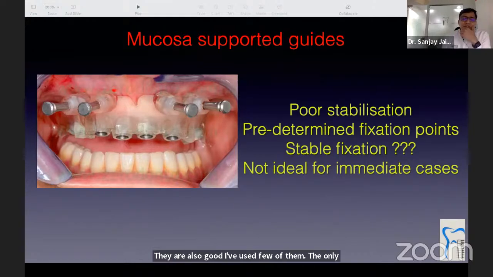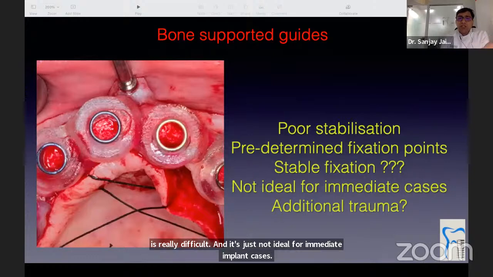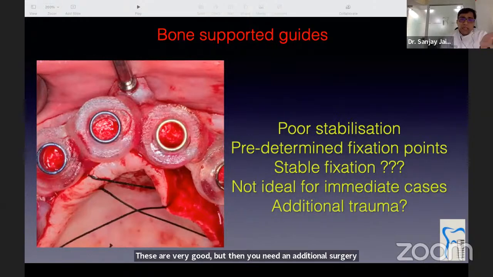And it's just not ideal for immediate implant cases. These are very good, but then you need an additional surgery. And in spite of an additional surgery, you're still not sure of the fit of the guide on these cases.